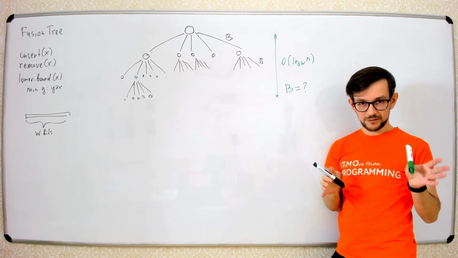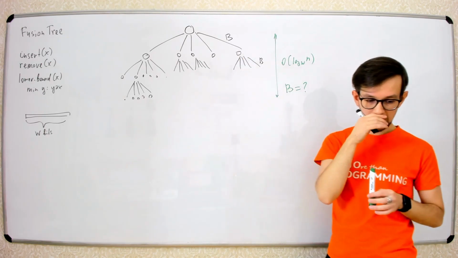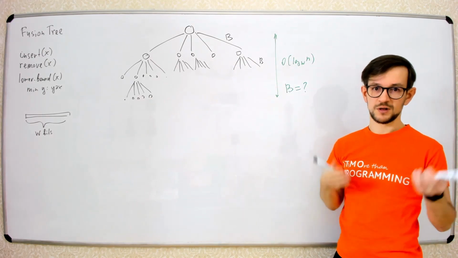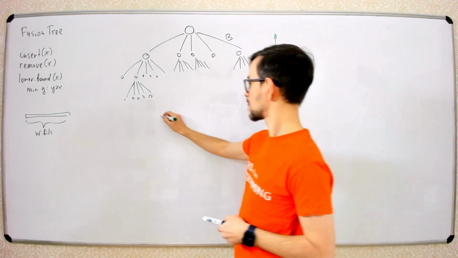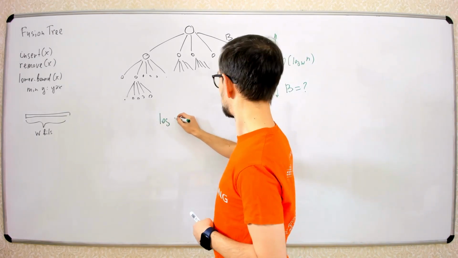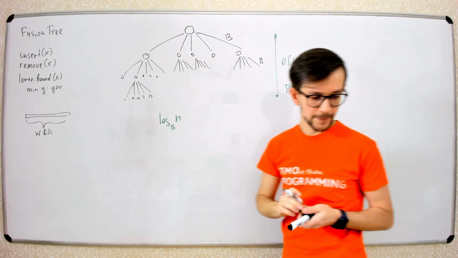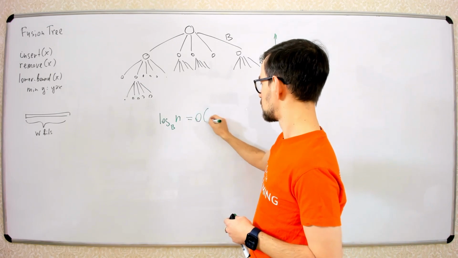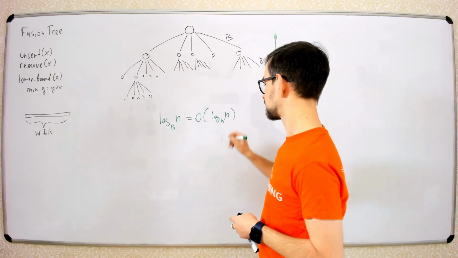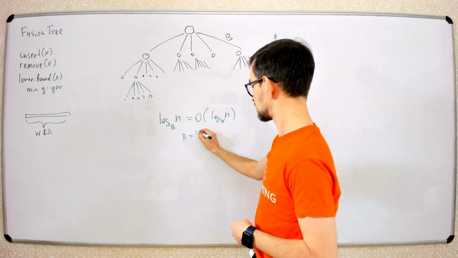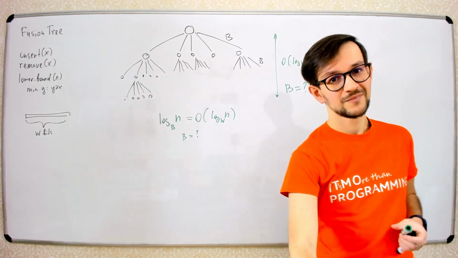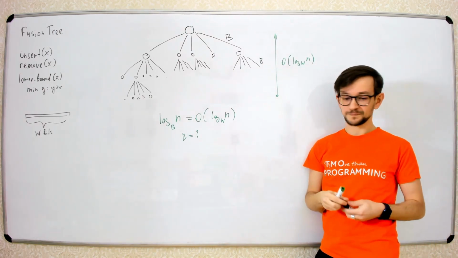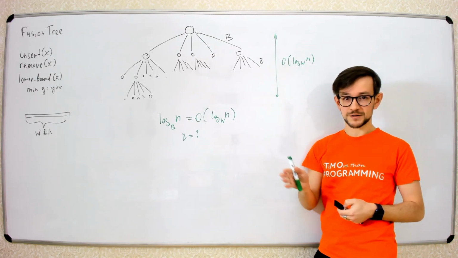Again, b is a branching factor. Yeah, each node has b children. So if each node has b children, what will be the height of this tree? The height of this tree will obviously be log n base b, right? And I want to pick a value of b such that this height is actually big O of log n base W. So the question is, what is b? Okay. Not a hard question, right? Any ideas?